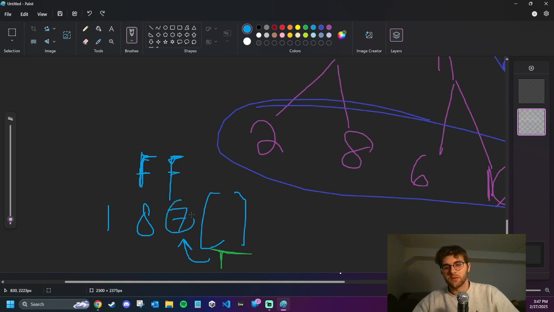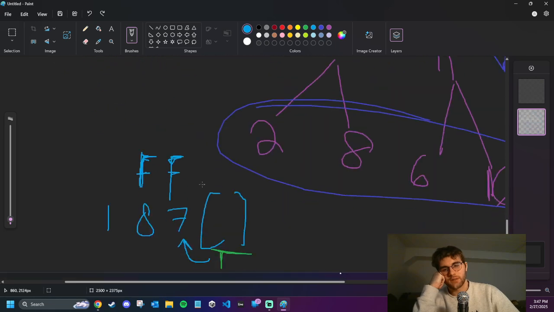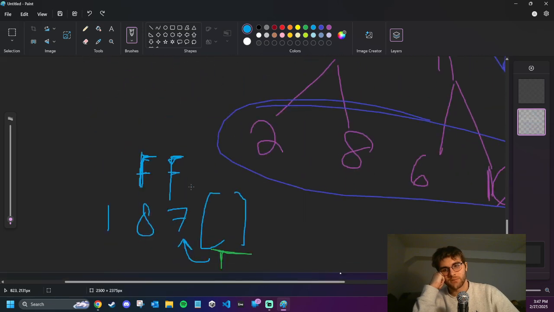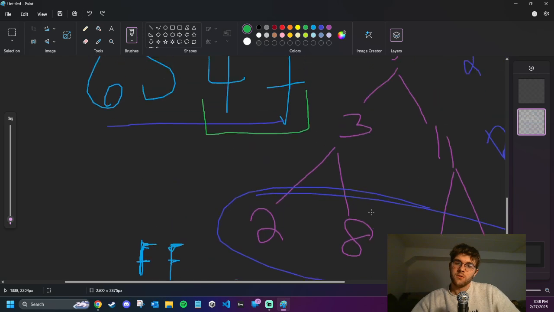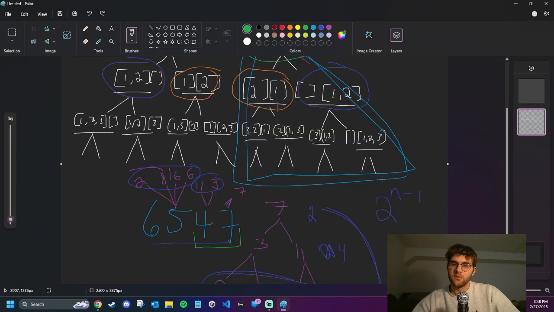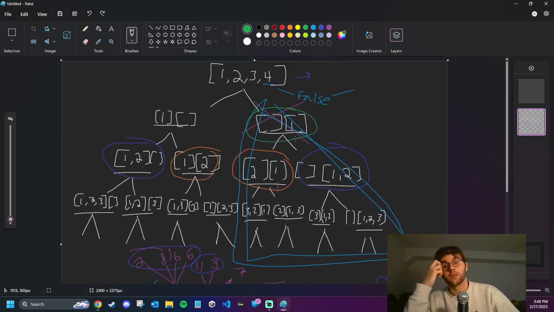But you have to check all the combinations for that. I just really don't see how I can save time or memorize something. What can I memorize? I don't think it's just that. Let's go back to the decision tree.